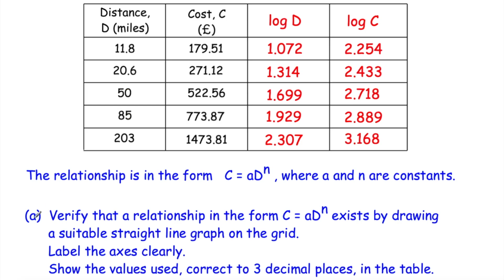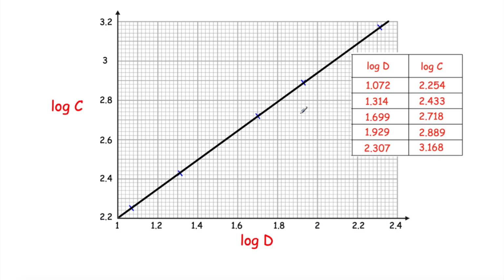So if we go back to our question, the question says, verify that a relationship in the form C is equal to A D to the power of n exists by drawing a suitable straight line graph on the grid. So we've drawn the straight line graph of log D against log C. So log D going across horizontally and log C going up vertically. That's our log graph. And we've labelled the axes. And then we also showed the values that we used in the table, correct to 3 decimal places. And then we plotted our points. It was a nice straight line and we drew a nice straight line through them.